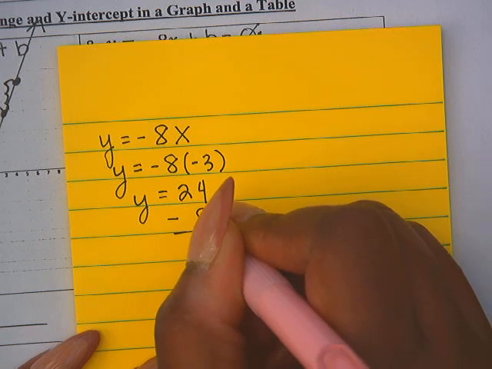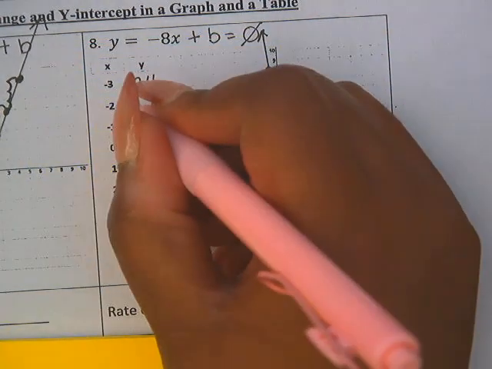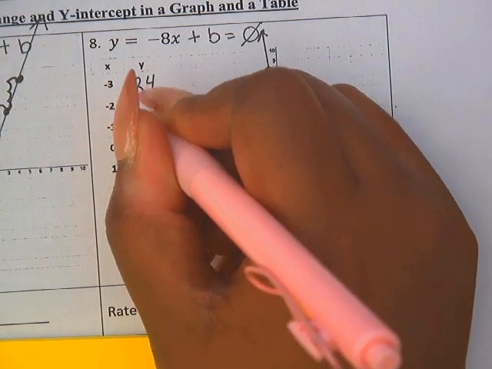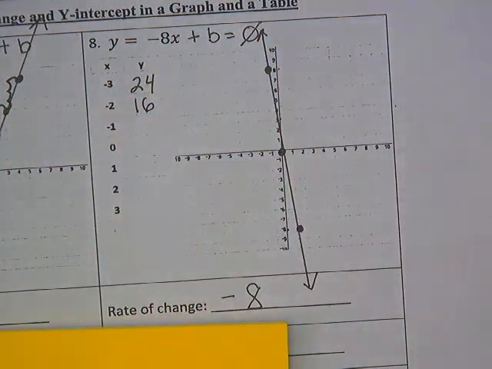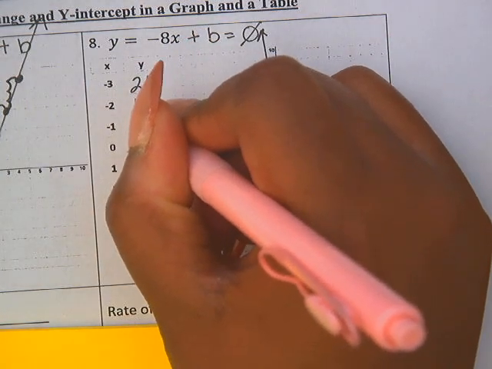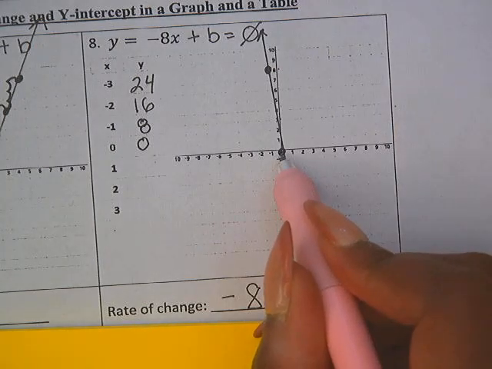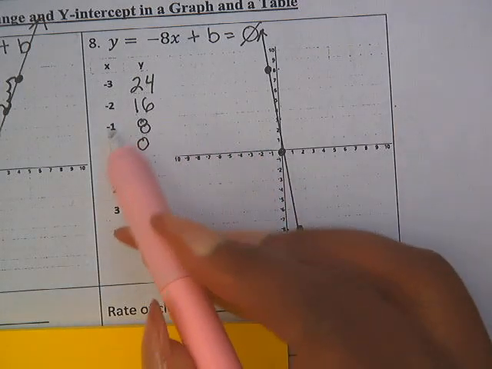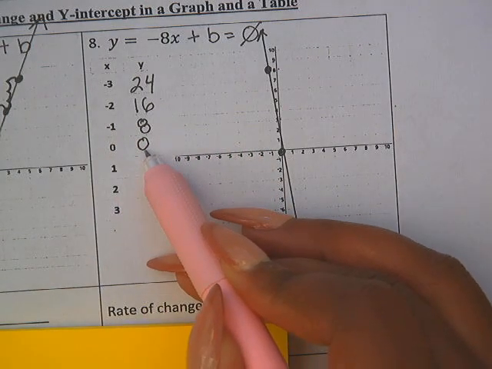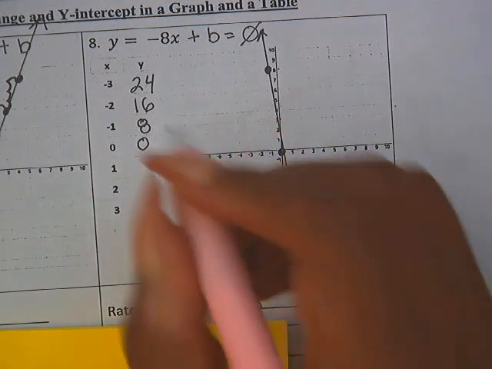24 minus 8 is 16. At -2, y will be 16. 16 minus 8 is 8. 8 minus 8 is 0. We can verify that with our first point. Where x is 0, that is the y-intercept. Our y-intercept is at 0, 0.